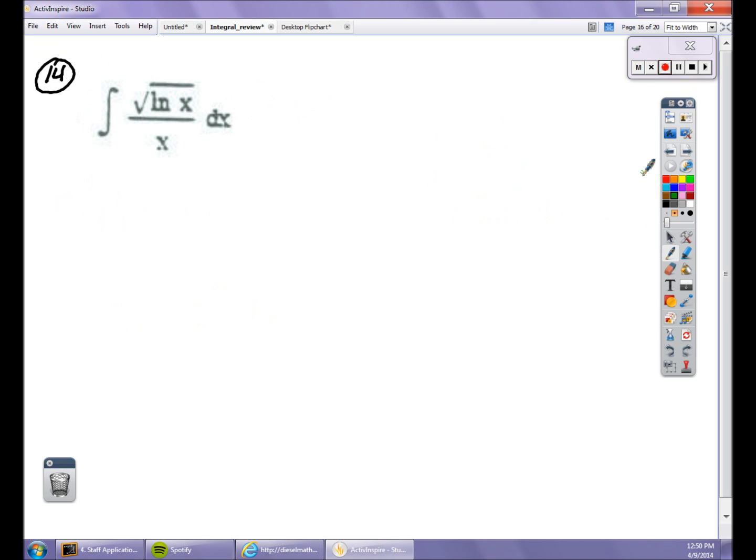Question 14. Hint for you. Derivative of ln x is 1 over x. If you're still not seeing it, let me take a second to go ahead and separate that function so maybe it'll jump out to you.